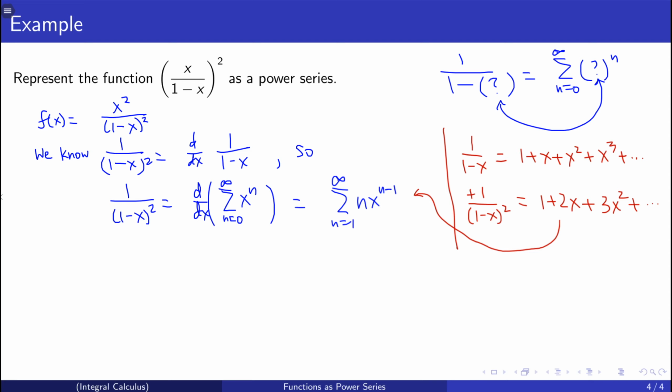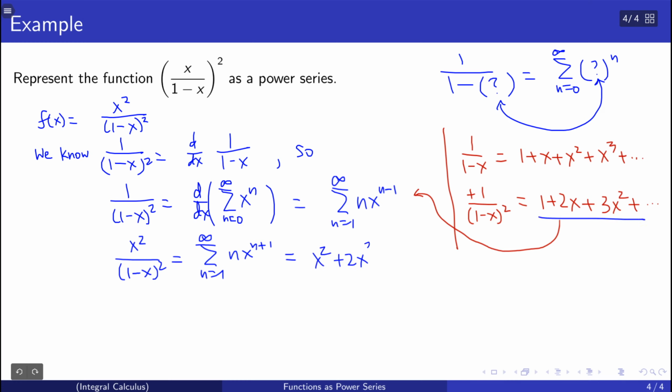So, well, what now? We still need that x squared on top. So we just multiply by x squared. Makes the power go up by 2 for x. And now if you write it out, this will be just the same series that we saw on the right, with just an additional x squared factor. And, well, that's a power series now.